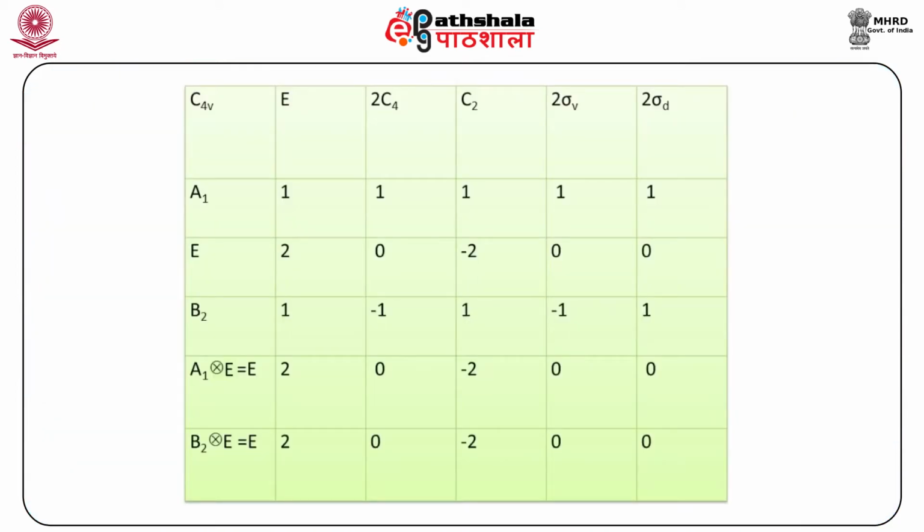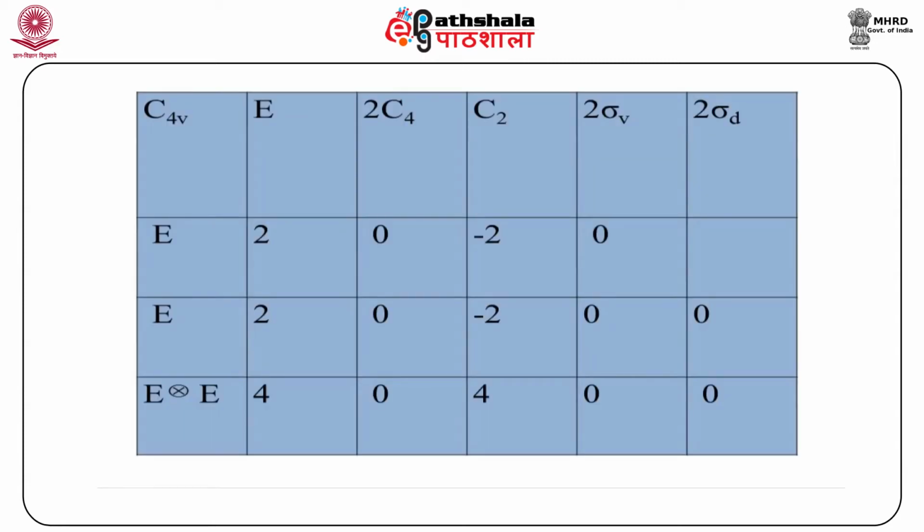That is, we take C for V. A1 into E is E, B2 into E is E. That is, here I am taking the direct product of one-dimensional representation and two-dimensional representation. The direct product of two or more degenerate representations is a reducible representation.